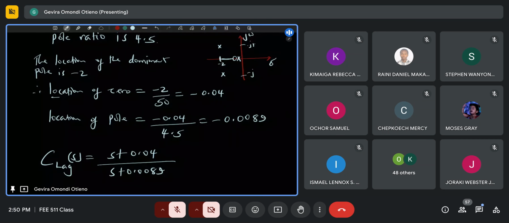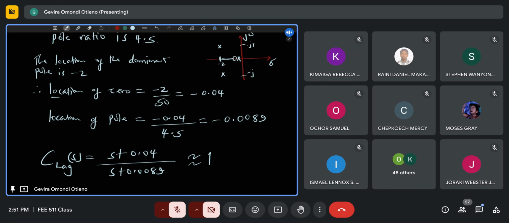In essence, what we are trying to do is, because we don't know, you can try and divide 0.04 by 0.0089. You will see that the value is tending towards 1. This is approximately 1. It will not be exactly 1, so we are using the approximate sum, but it should be 0.9 something, which is approximately 1. So that is the essence.